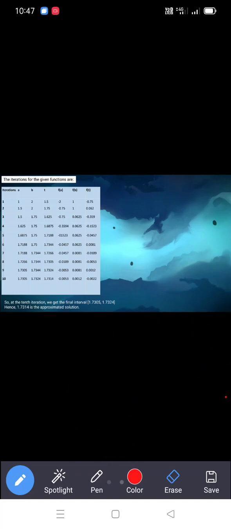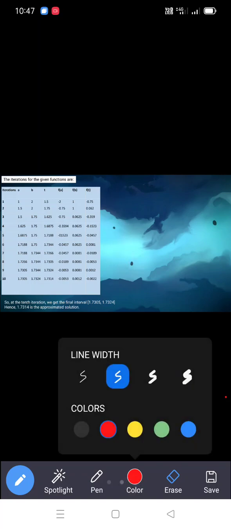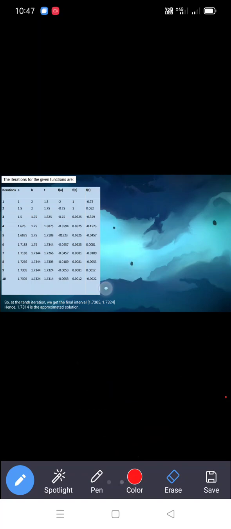So we have to do it until it gives the approximation value. So we have 10 iterations. At the 10th iteration we get the final interval in bracket 1.7305, 1.7324. Hence 1.7314 is the approximated solution.